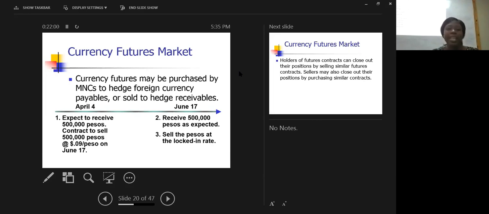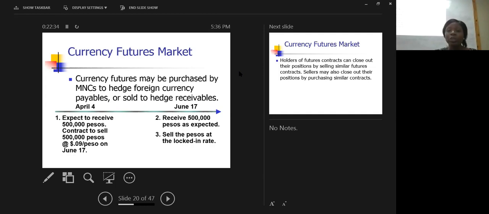Right, so you want to sell pesos or exchange it for dollars on June 17th. So you will receive the 500,000 pesos as expected because that is a receivable that you have, right? And you will sell at the locked-in rate, right? That's just how it is with currency. I don't see anything about making a gain or anything about making a loss, right? You sell at the locked-in rate. This is currency. This is not even like a hard asset.